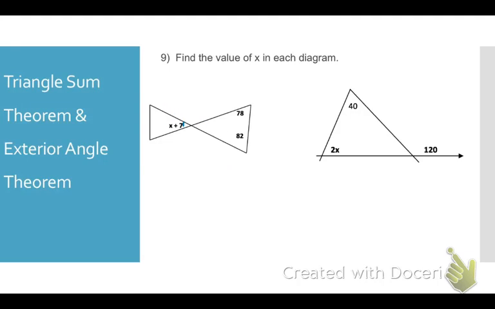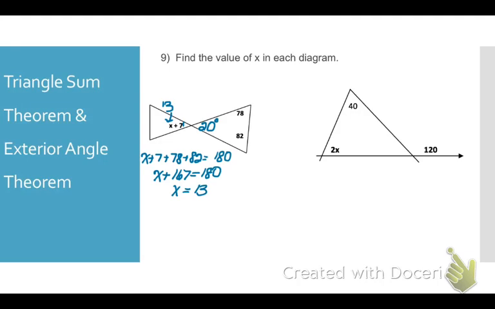X plus 7 is a vertical angle. Therefore, x plus 7 plus 78 plus 82 must equal 180, and I can solve to find the value of x, which is 13. And if I put 13 back in, I'd find that that angle was 20 degrees. I guess we didn't need to find the degrees.